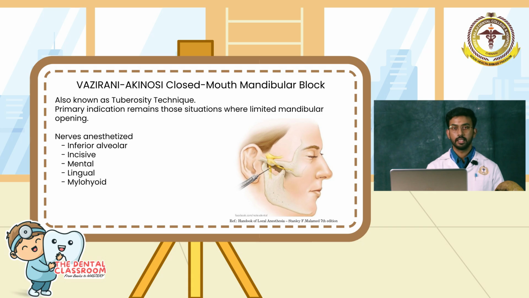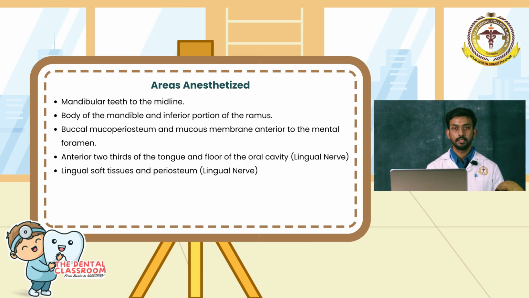Nerves anesthetized in this technique include the inferior alveolar nerve, incisive nerve, mental nerve, lingual nerve and the mylohyoid nerve. The areas anesthetized include the mandibular teeth to the midline, body of the mandible and the inferior portion of the ramus of the mandible, buccal mucoperiosteum and mucous membrane anterior to the mental foramen, anterior 2/3 of the tongue and floor of the oral cavity on the ipsilateral side of injection, and the lingual soft tissue and periosteum, which is supplied by the lingual nerve.